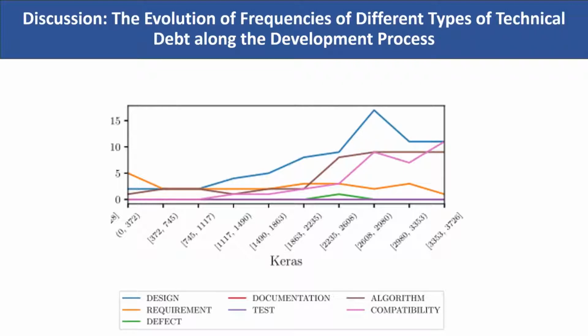After that, the number of design debt instances increases along the development process and becomes the most common technical debt. Many SATD instances are written down to express their dissatisfaction with the design of the code. Meanwhile, the number of algorithm debt instances increases and becomes the second most common technical debt.